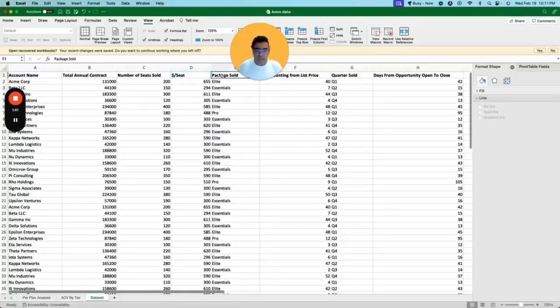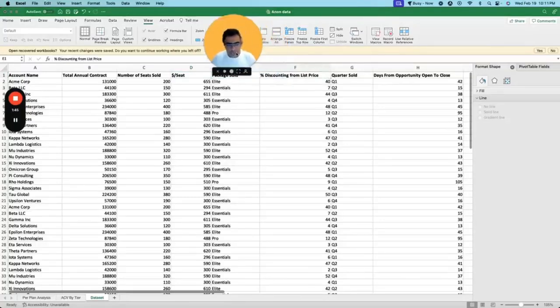Then in this data set, you have the package that was sold, how much discounting from list price actually happened in order to sell this, which quarter this was sold in, and what the total sales cycle length was from opportunity to close. Generally, you'll have other data in a company and you'll have to munge it a little bit to get it to this level. But now that you have this, let us see what story this tells.